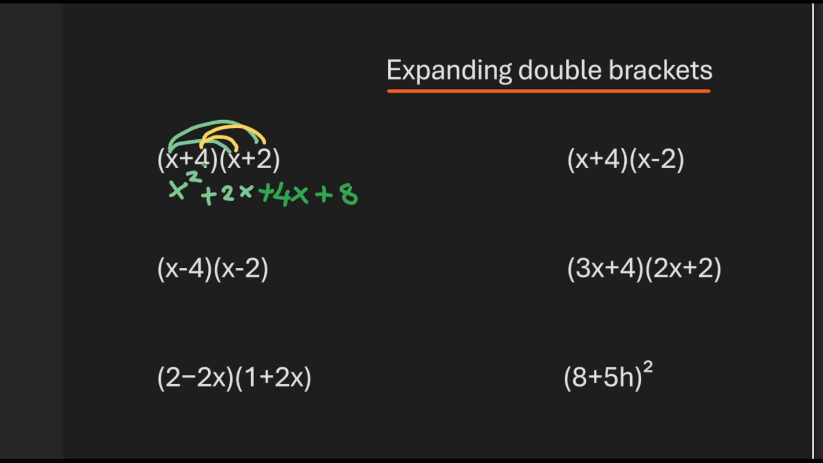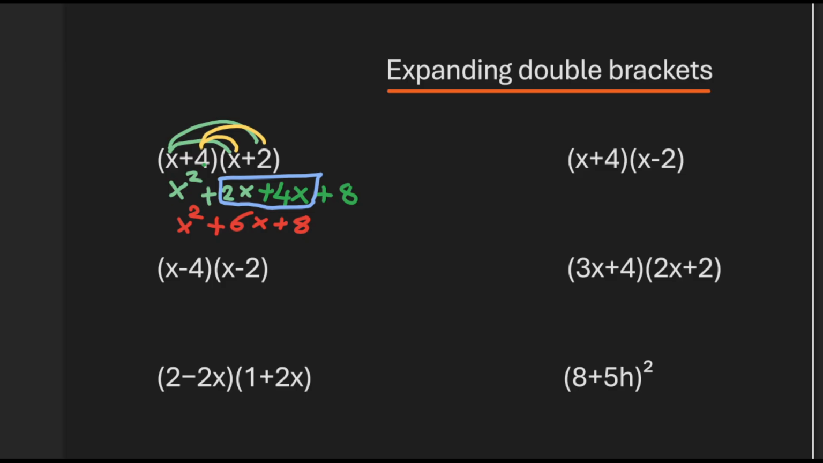Now, the next step is to combine like terms. The things that look alike, 2x and 4x, look like each other, so we combine them. The x squared doesn't look like anything, so I'll leave it. x squared plus 2x plus 4x is 6x, and then we just write the 8. We finished. We expanded the bracket.